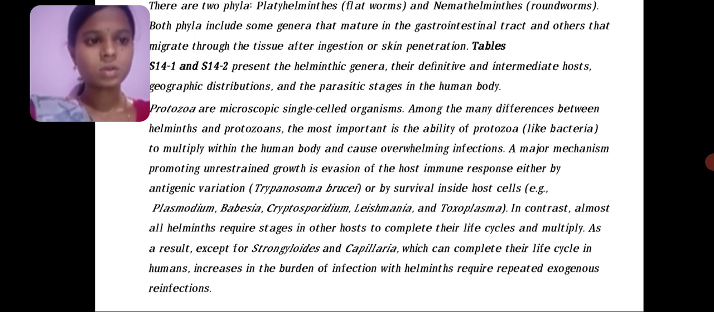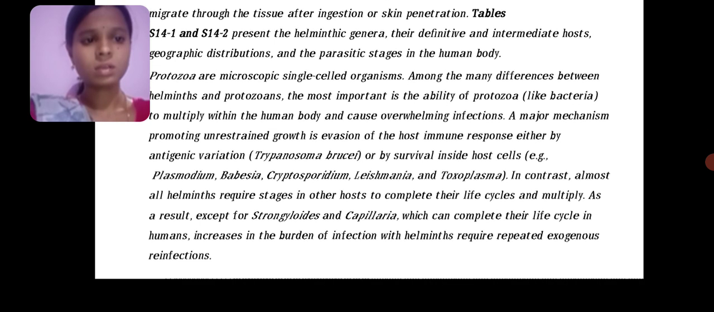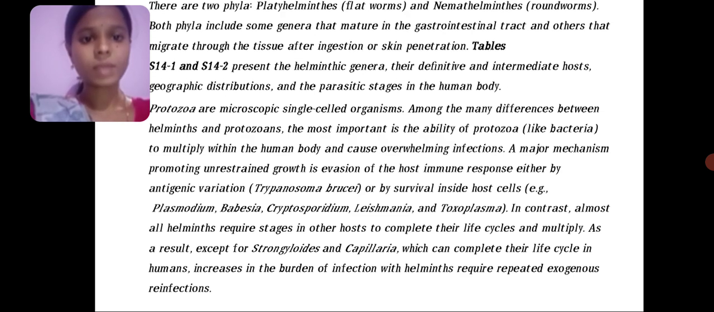Next, some hosts complete the life cycles of multiplying. As a result, the burden of infection increases in humans who complete the life cycle. Helminths require repeated exogenous reinfections.